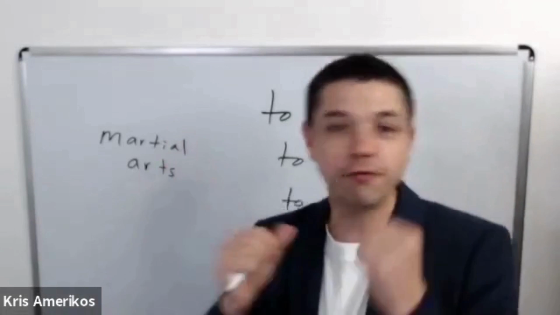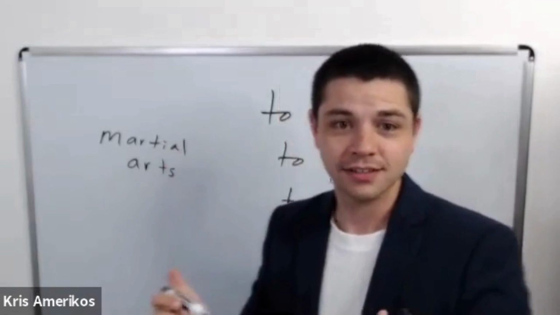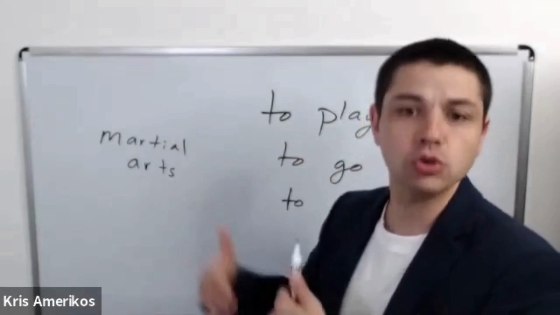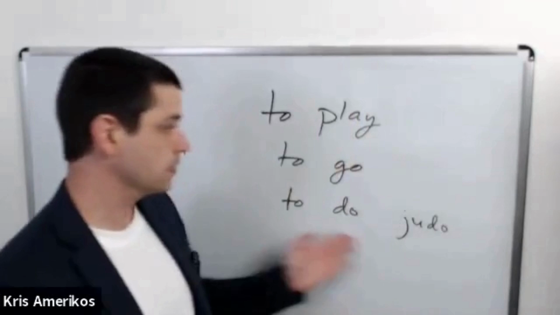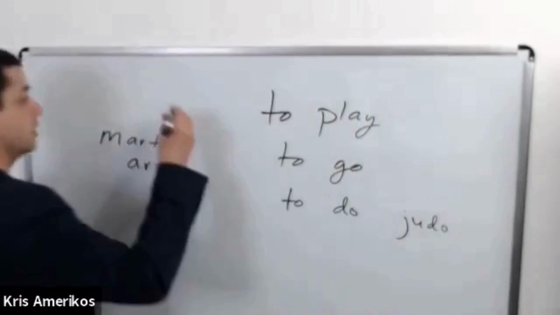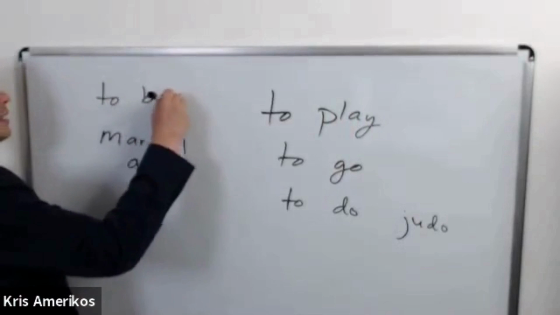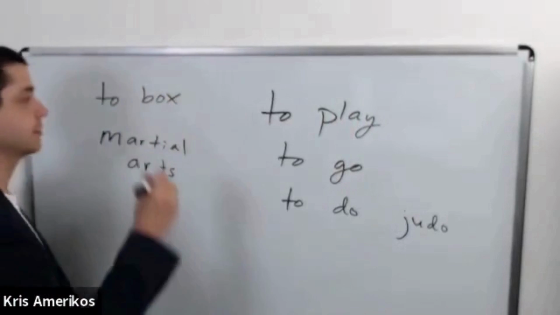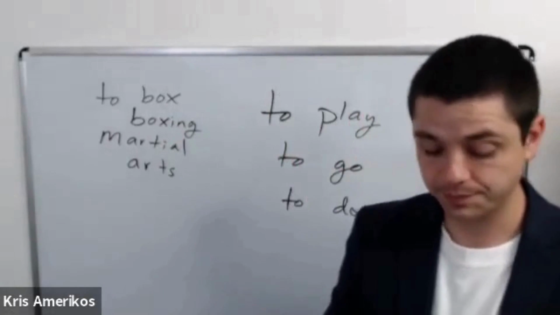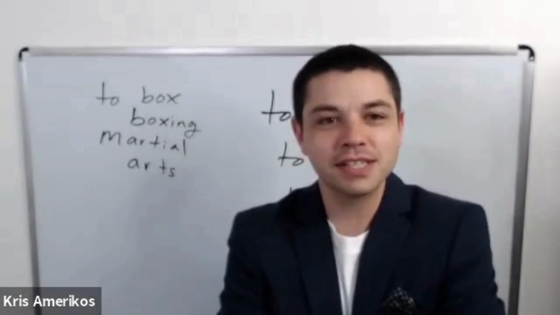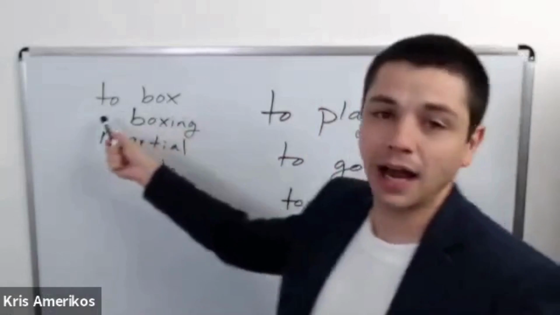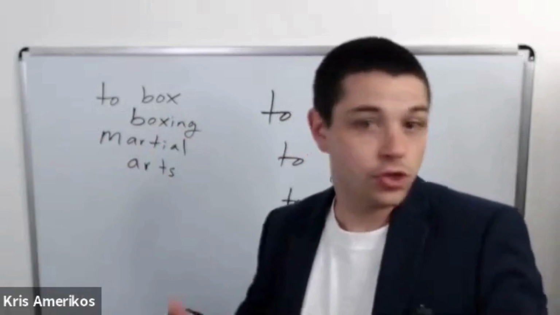It's the art of fighting, right? So there's a special group of sports or activities we call martial arts. And usually when we speak about martial arts, we say to do, usually. But we also have one type of martial art, which is boxing. And we have a verb, to box. Boxing, to box. So sometimes it's difficult to remember this, because what do we say? For example, to box, here we have a special verb, like to ski, right?